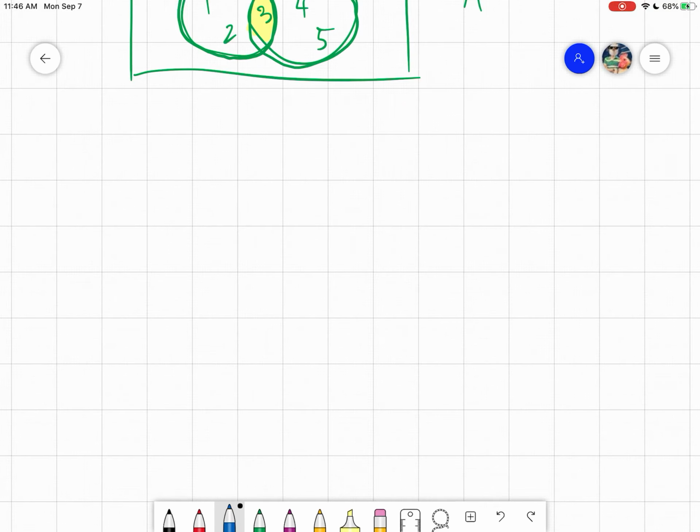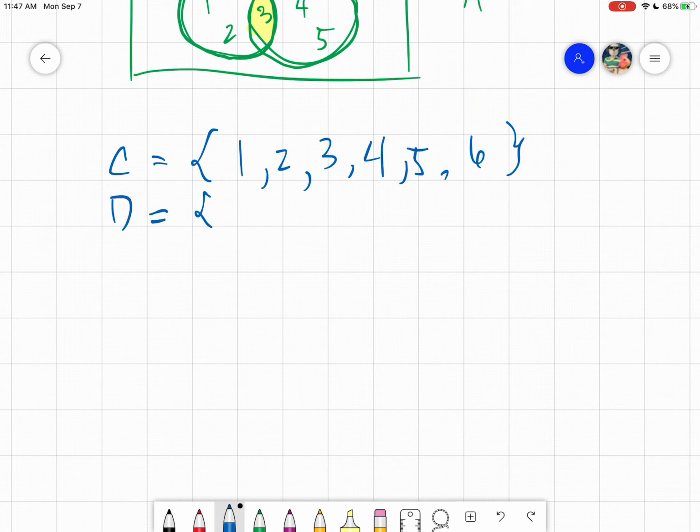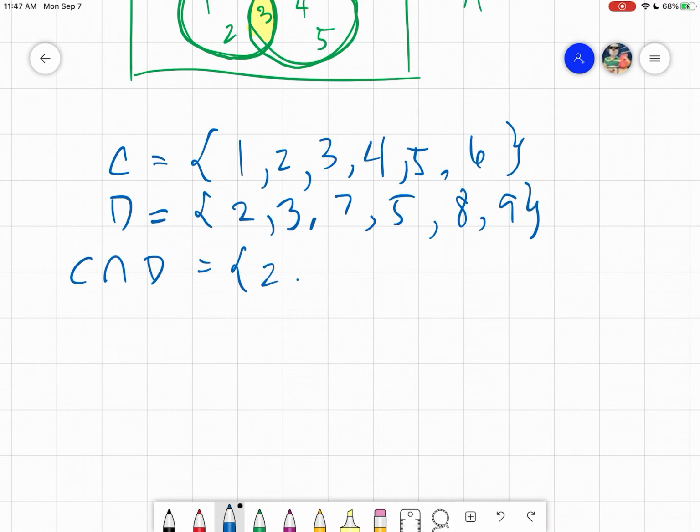Say we have set C again. Set C is equals to 1, 2, 3, 4, 5, 6. And ang ating set D is equals to 2, 3, 7, 5, 8, and 9. Okay? So you will be asked, what is the intersection of C and D? Silipin mo lahat ng number na pareho sa kanila. And you will notice that those numbers are actually just simply 2, 3, and 5. 3 elements only that are similar for both C and D.